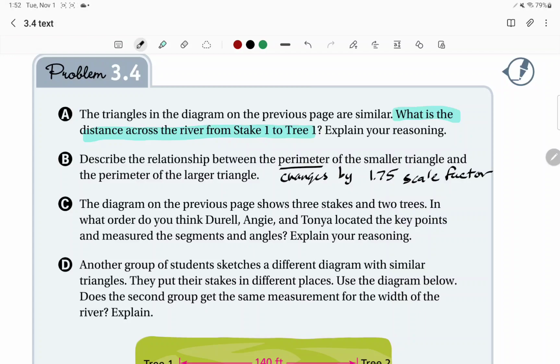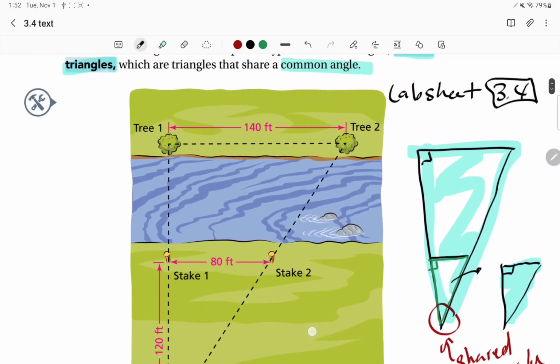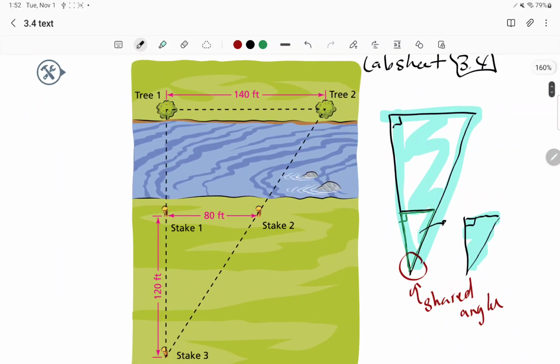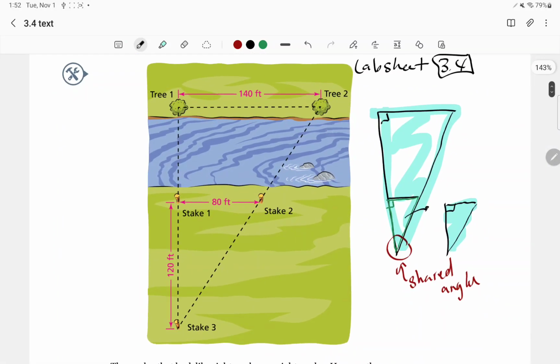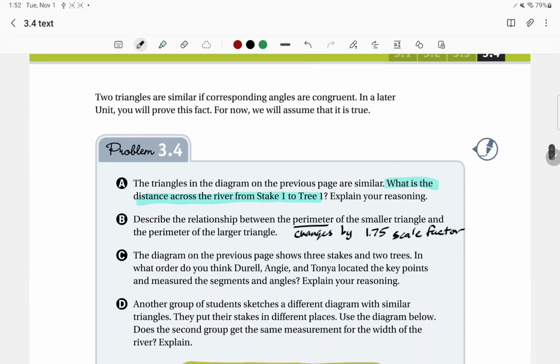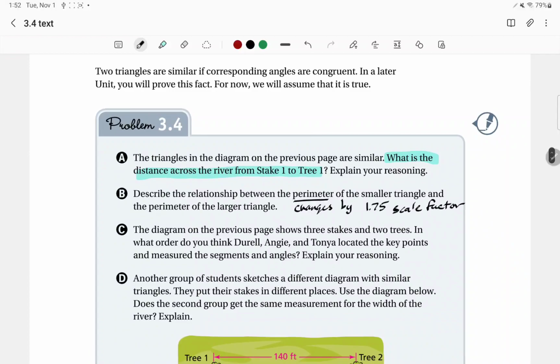And looking at C, the diagram on the previous page shows 3 stakes and 2 trees. In what order do you think Darrell, Angie, and Tanya located the key points and measured the segments and angles? Explain your reasoning. So we're thinking, okay, how did they measure these out? What order would make sense to do these? So go ahead and write out how you would approach this problem, what order you would put those stakes in, and measurement. So you still have to measure between trees.